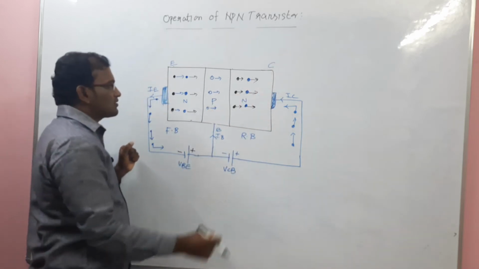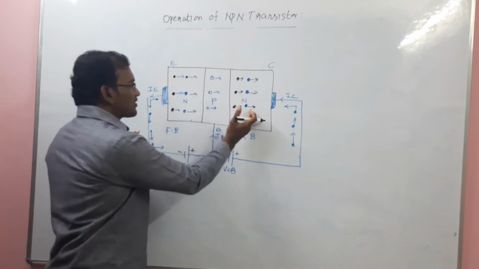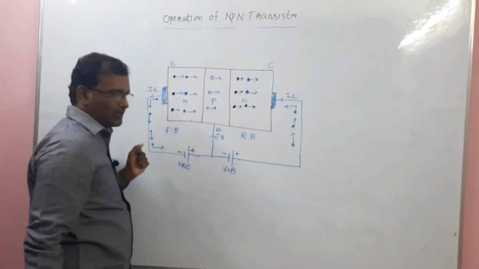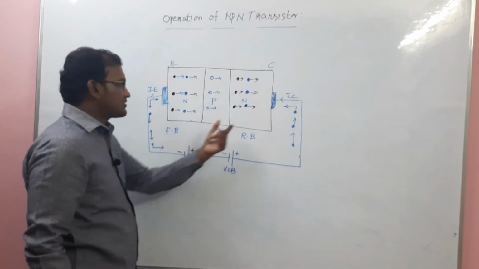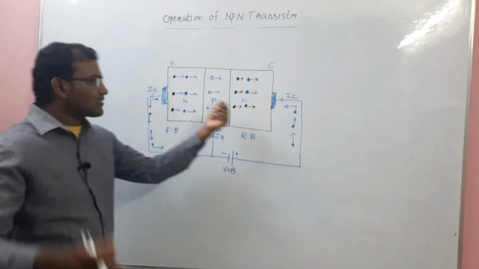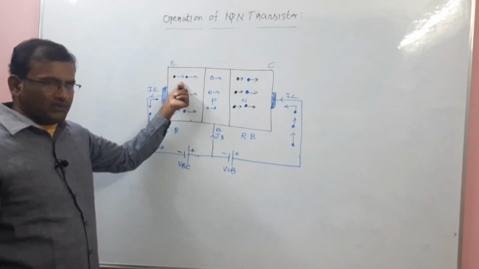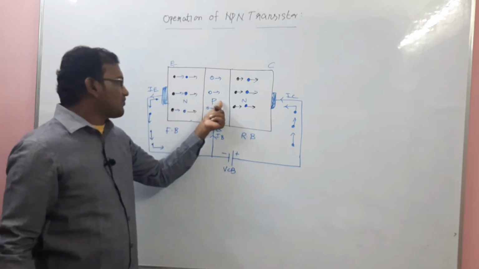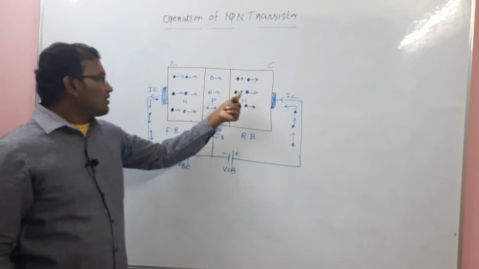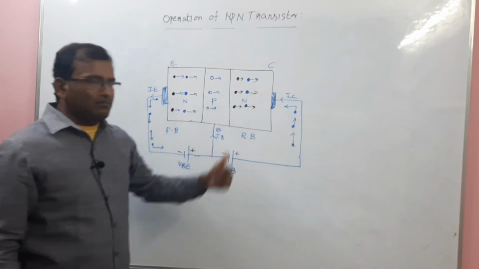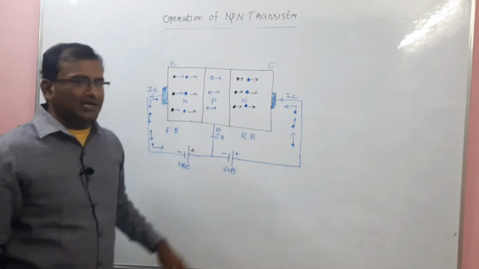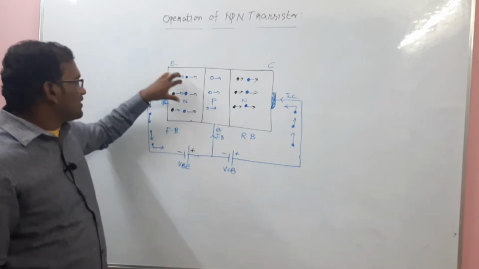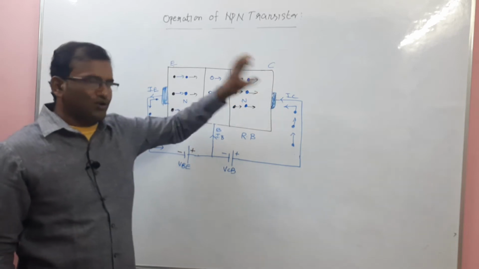So compared to the emitter, the collector doping is somewhat lower. I can say that 100% of electrons are present in the emitter, 5% of holes in the P-type base, and 75% of electrons in the collector region. So heavily, lightly and moderately doped.